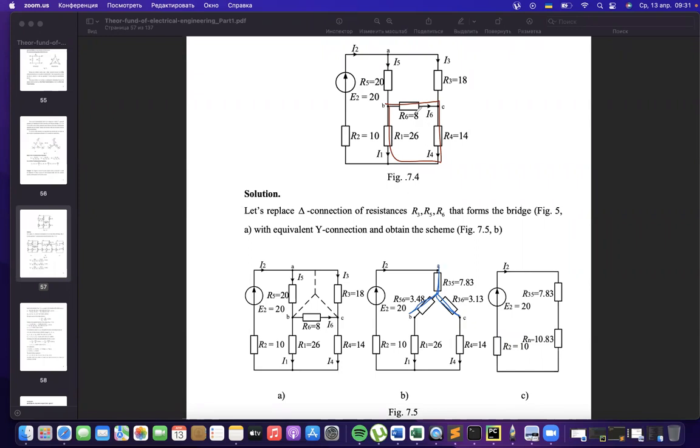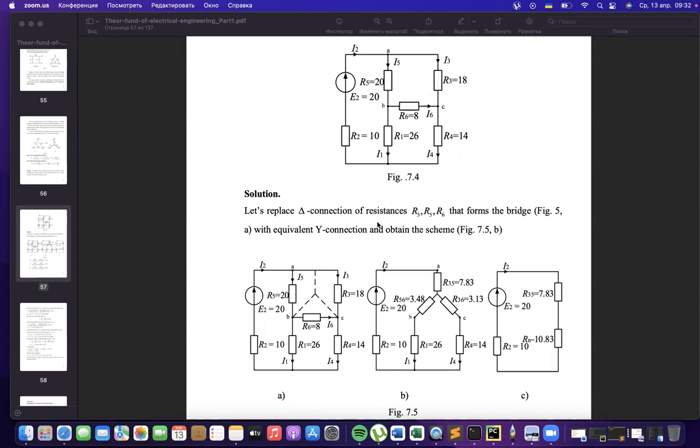If it was 8, 14, 26, in our case we are using transformation of the upper part. If we had 20, 18, and 8 ohms of resistivity, instead of them we should put 7.8, 3.5, and 3.1 ohms of resistivity. How do we get it? Why should the numbers be just like that?